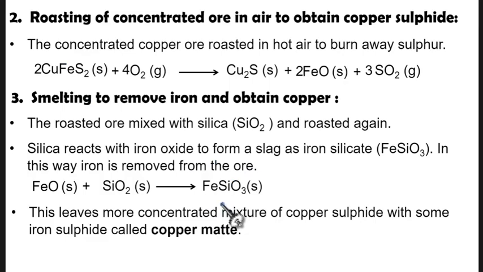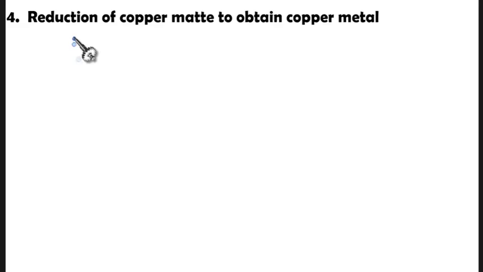So what have we seen on this stage? The roasted ore is mixed with the silica and roasted again. Then silica reacts with iron oxide to form a slag as iron silicate. In this way, iron is removed from the ore. This is the equation. This leaves a more concentrated mixture of copper sulfide with some iron sulfide called copper matte. Now the copper matte goes to the next stage, which is reduction of copper matte to obtain copper metal.